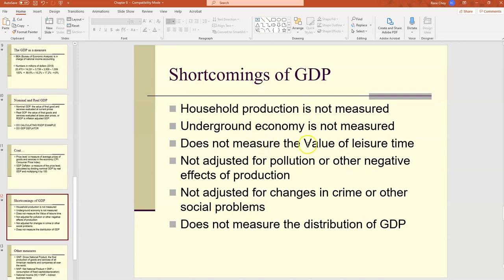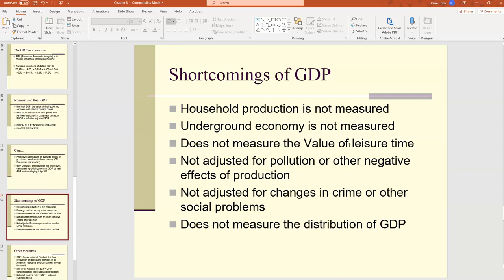GDP also doesn't measure leisure time. It actually measures work time. Now, how come this is important? Well, because a lot of people equate GDP with, say, happiness. And I don't think they're using the correct metric. GDP, if anything, measures work time. So it could be, in fact, a measure of stress. The more you work, the more stressed you are.